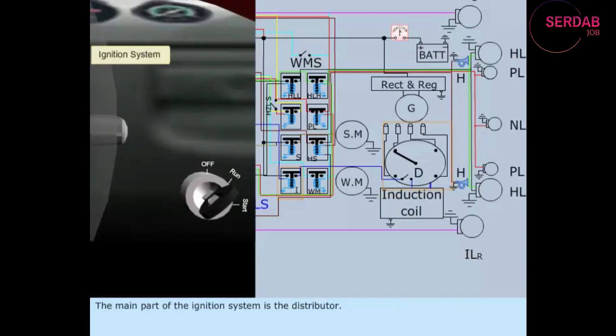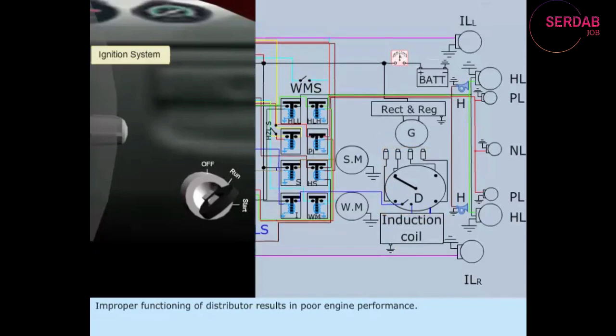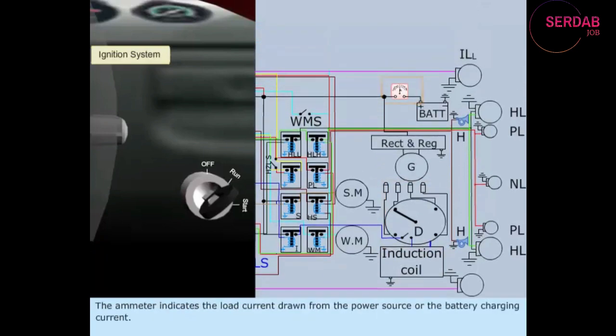The main part of the ignition system is the distributor. As the name implies, the distributor distributes the ignition current to the spark plugs at proper time and in preset sequence. Improper functioning of distributor results in poor engine performance. The ammeter indicates the load current drawn from the power source or the battery charging current.